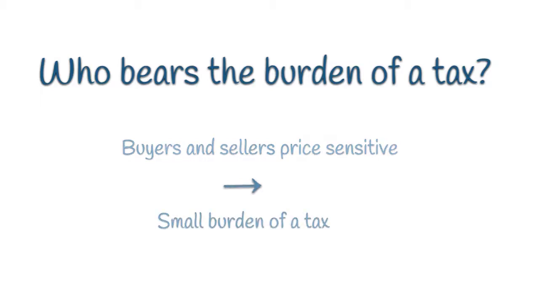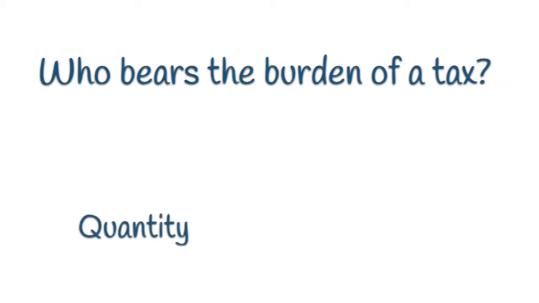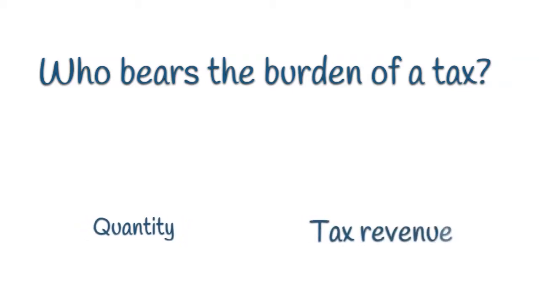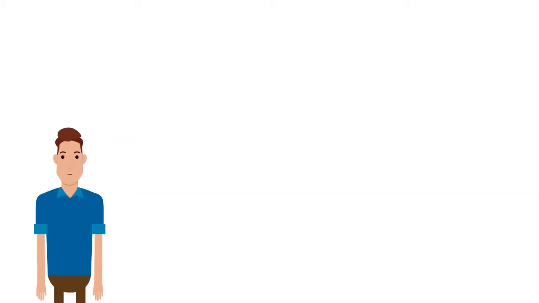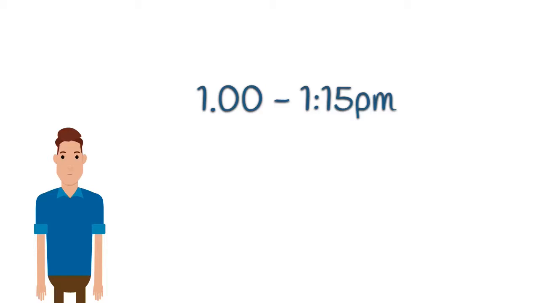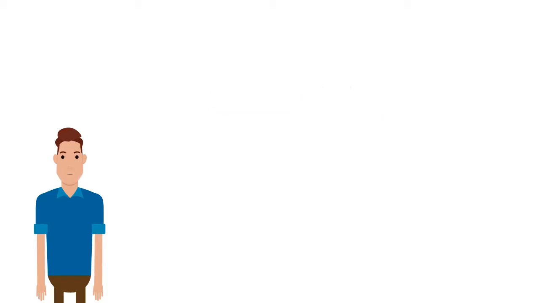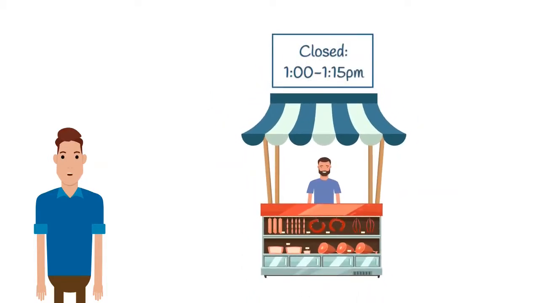However, in that case, a tax will lead to a significant drop in the quantity and raise very little revenue. For example, suppose there is a tax on goods sold between 1 and 1:15 p.m. For most goods, people will find it easy to transact at a different time. In other words, buyers and sellers are both very price-sensitive, so the number of transactions will drop sharply.